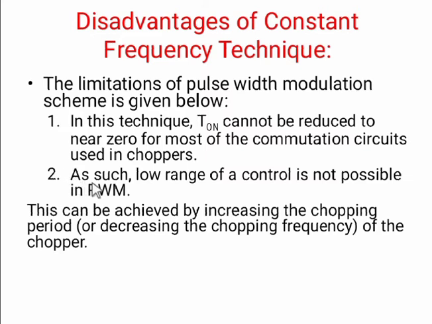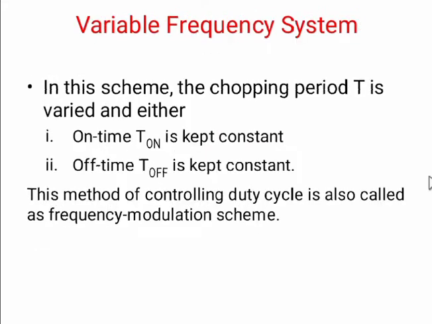Another disadvantage of the constant frequency technique is that such a low range of control is not possible in PWM. Very low pulse width is not possible. This can be achieved by increasing the chopping period or decreasing the chopping frequency of the chopper. So this system is known as the variable frequency system.